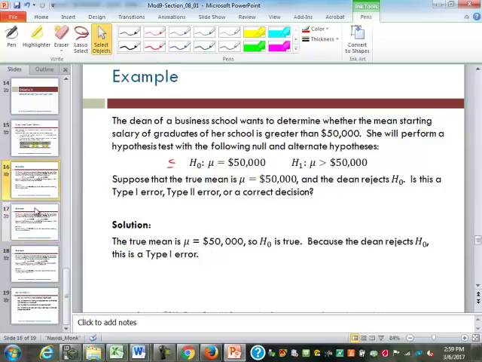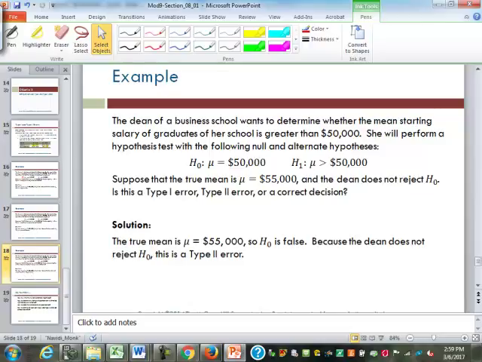So here now, this is the same problem. Suppose that the true mean is 55,000 and the dean rejects H0. Is this a type 1 or type 2 error or a correct decision? Well, the mean really is a bit higher than 50,000, so this would be the correct decision. There's no error here. Next example, suppose the mean really is 55,000, so it's greater than 50,000, but the dean fails to reject H0. So if the null hypothesis is not true and you fail to reject it, that's a type 2 error.